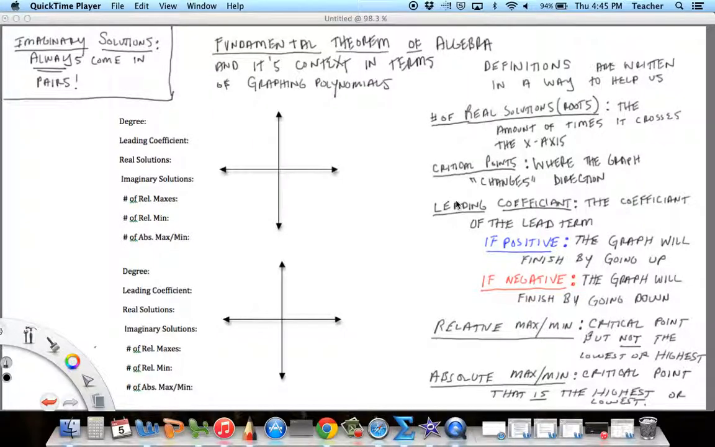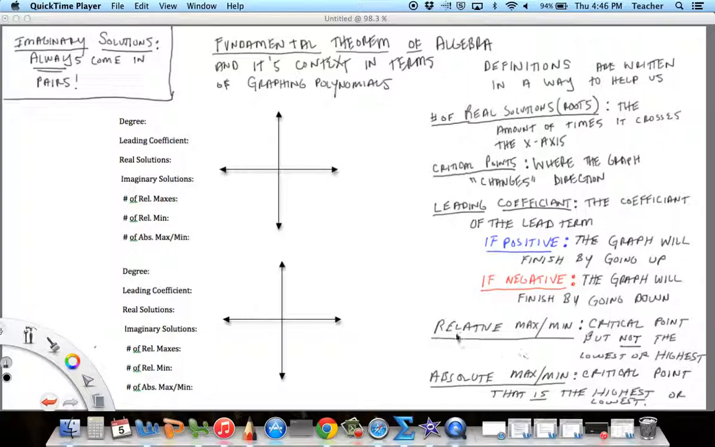On the fundamental theorem of algebra and its context in terms of graphing polynomials. I use the fundamental theorem of algebra as an overall theme. We're taking different parts of it and getting precise with it. I know this screen looks a little jumbled, but the definitions are here to help us, okay?